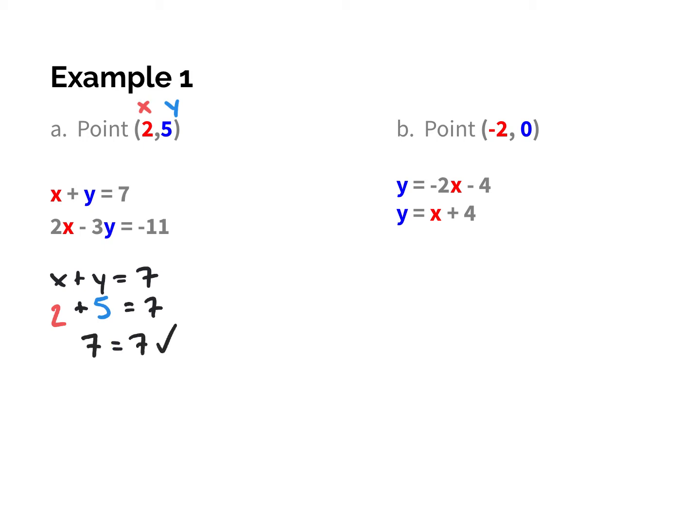Notice how that makes a true statement. That's good, but I want to make sure it works for both. So I'm going to also plug this into the second equation, 2x minus 3y equals negative 11.